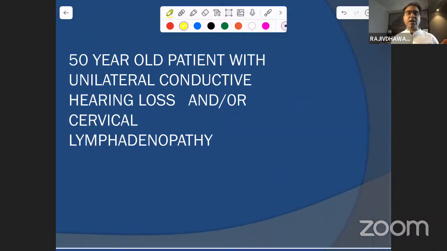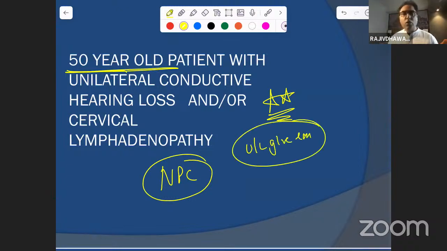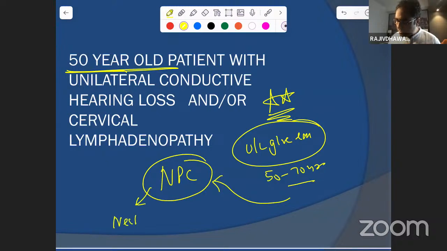A 50-year-old patient with unilateral conductive hearing loss and or cervical lymphadenopathy. Very likely question, beta. A very, very star question possible in NEET PG, particularly nasopharyngeal carcinoma. Guys, this is the case of unilateral glue ear, beta. Unilateral glue ear in an adult of 50 to 70 years is a direct suspicion of nasopharyngeal carcinoma. It's a hidden cancer, an occult primary. So the most common presentation is neck, cervical, metastatic lymphadenopathy.